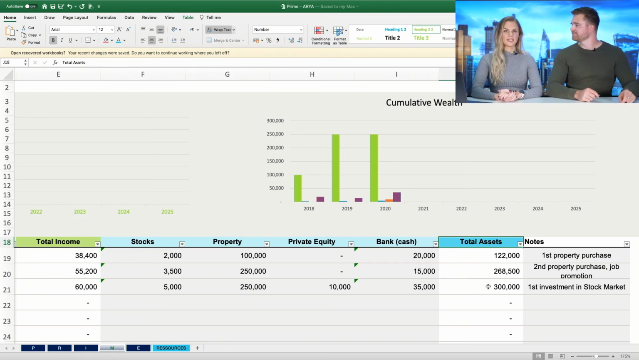For sure. And I really love this idea because I see this as like a time capsule. When I do look back, I can see, okay, I bought my first property when I was 28 or when I was 30.